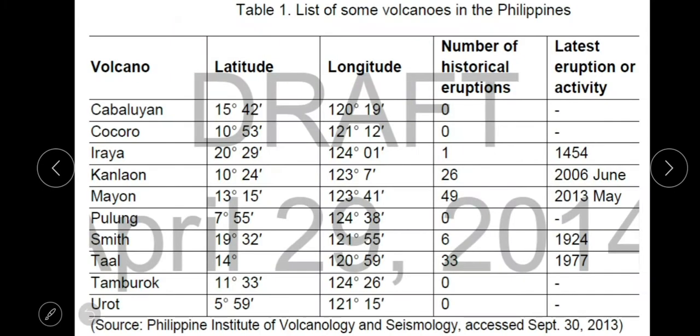Okay, here's the list of the active and inactive volcanoes in the Philippines. Then we can identify whether it is active or inactive according to the number of historical eruptions. Okay, first we have Kabaluyan, number of eruptions 0, so it is inactive. We have also Canlaon, number of eruptions 26, meaning to say it is active. We have also Mayon, has a record of 49 eruptions, so that is a very active one. We have here the Pulong, 0 record of eruption, inactive. Okay, you can check the rest of the list so that you can identify whether it is active or inactive.